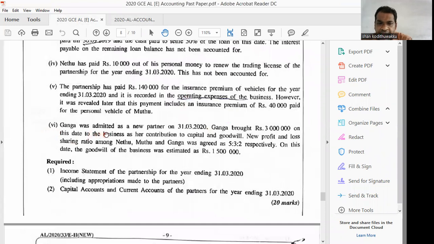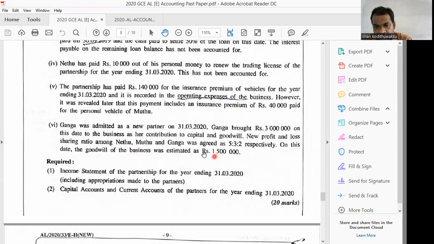Ganga was admitted as a new partner on 31st March 2020, that is the last day. Ganga brought 3 million on this date to the business as a contribution to capital and goodwill. That means 3,000 has been brought by Ganga for both capital and goodwill. The new profit and loss share ratio among Netu, Muthu and Ganga was agreed 5:3:2 respectively. On this date, the goodwill of the business was estimated at 1,500.